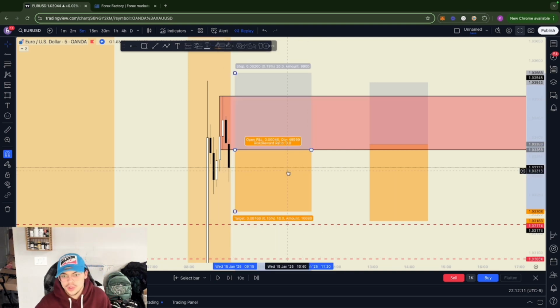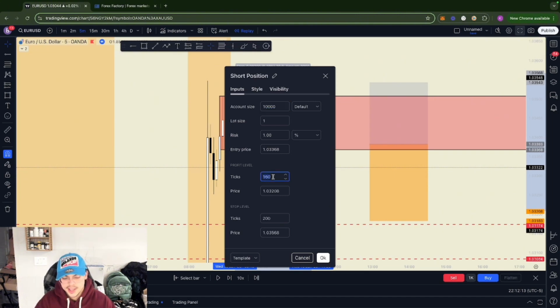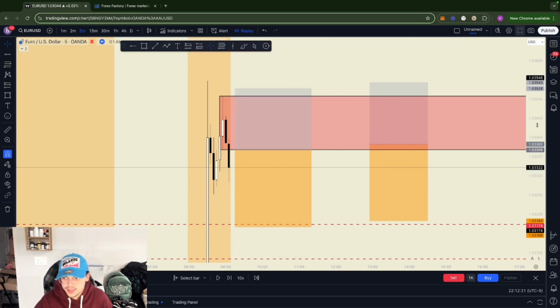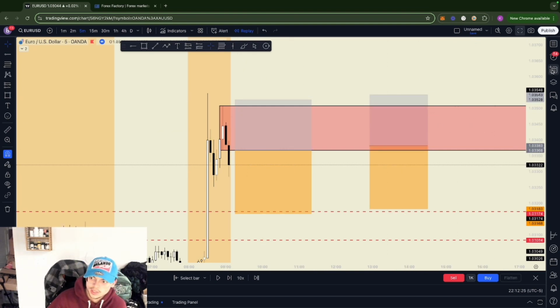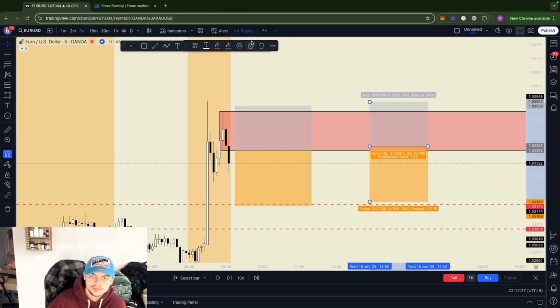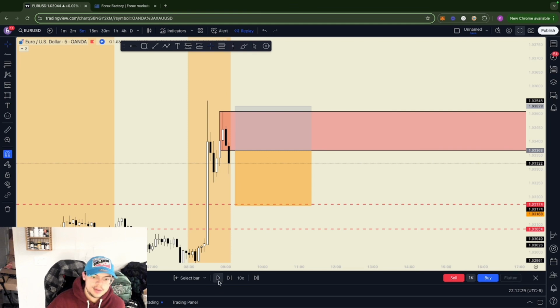But if I was to do a 10 pip stop loss, 8 pip stop loss, it would not cover me at all. It wouldn't be smart of me. So I doubled everything, make sure that's covering me. So 16 pip stop loss, 20 pip take profit. And then we can see what happens next.